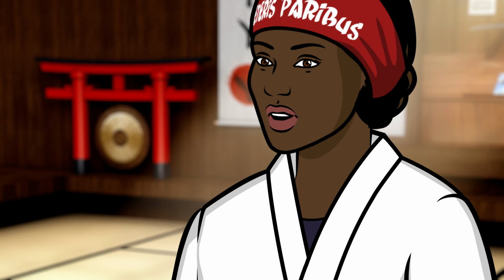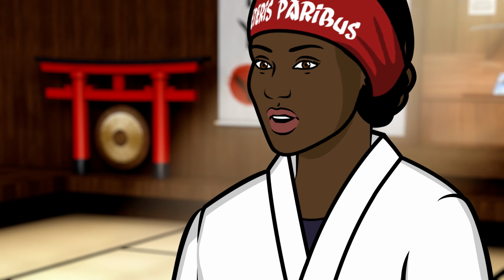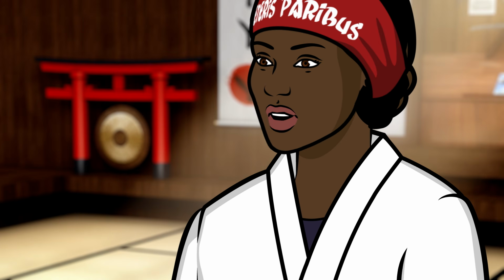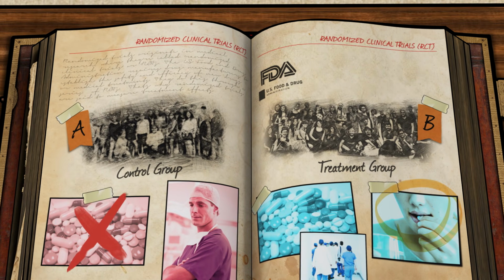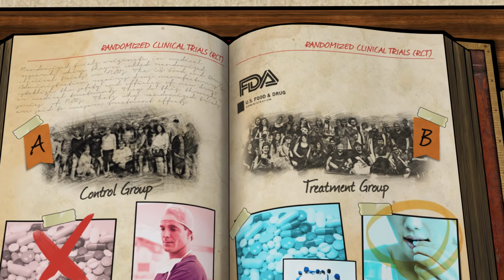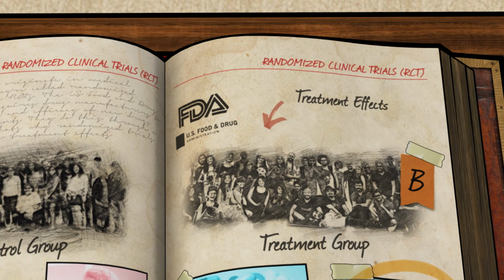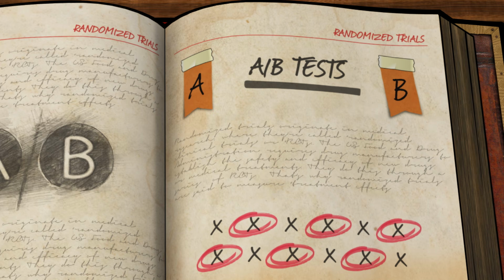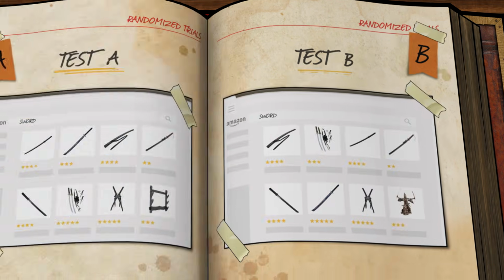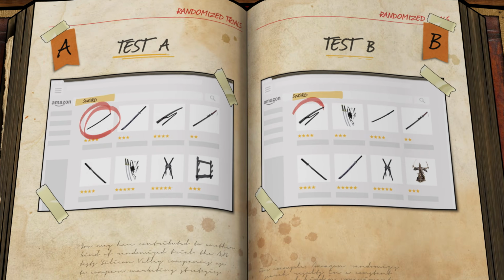The U.S. Food and Drug Administration requires drug manufacturers to establish the safety and efficacy of new drugs or medical treatments. They do this through a series of RCTs. That's why randomized trials are said to measure treatment effects. You may have contributed to another kind of randomized trial, the A/B tests Silicon Valley companies use to compare marketing strategies. For example, Amazon randomizes search results in a constant stream of hidden experiments.